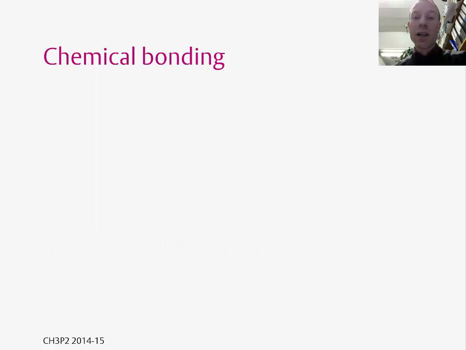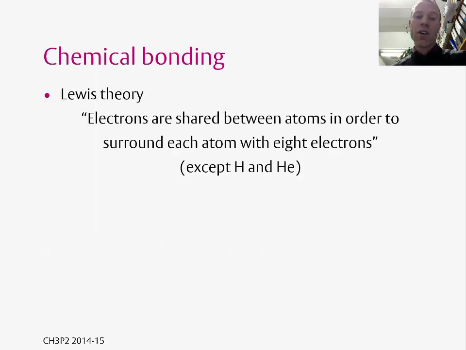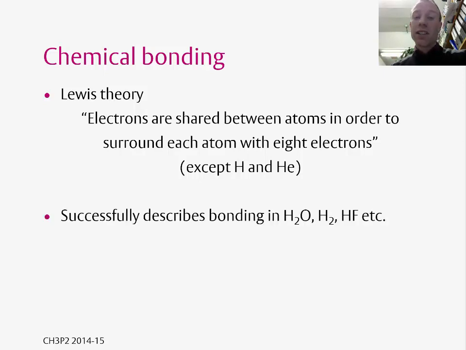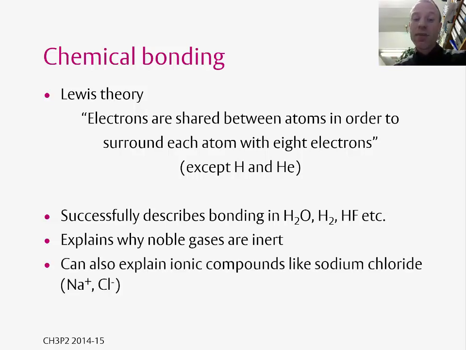Chemical bonding, up till now, we've really been thinking of in terms of Lewis theory. So electrons are shared between atoms in order that each atom is then surrounded by 8 electrons, the so-called octet rule. Of course, this applies for all atoms except for H and helium. This successfully describes the bonding in simple molecules, things like water, hydrogen fluoride, hydrogen, and so on. And it explains why noble gases are inert. And it can also explain simple ionic compounds like sodium chloride, where we have sodium ions and chloride ions.